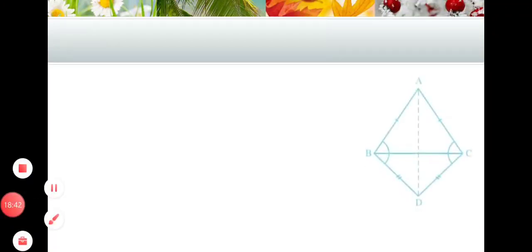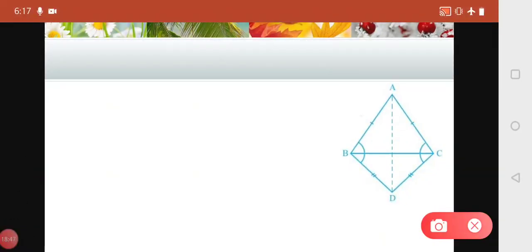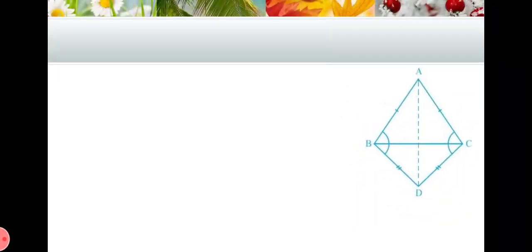Let's see the figure. According to the question, triangle ABC is an isosceles triangle in which AB equals AC, and another triangle DBC is also an isosceles triangle where BD equals CD. These both triangles are on the same base BC. This is given. We have to prove that angle ABD equals angle ACD.